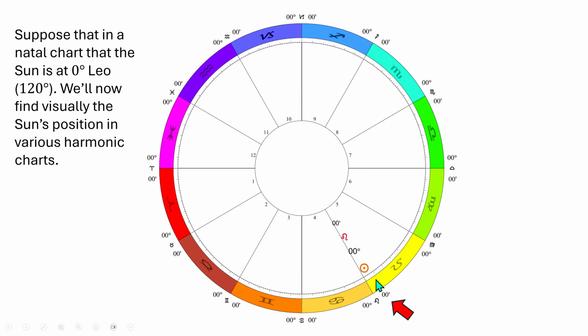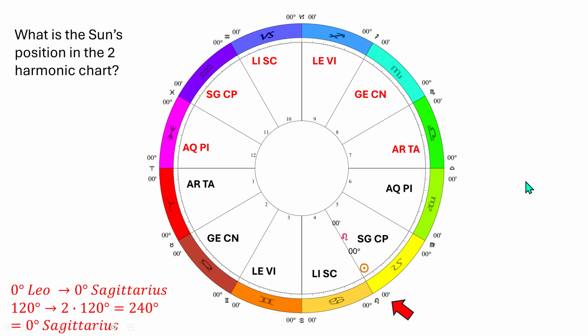Okay. Now, suppose in our natal chart we have the sun at 0 degrees of Leo, 0 minutes. What we want to know is what will the sun's position be in each of these different harmonics? Well, if I do the 2 harmonic, you can just read it off from what I have here. In the 2 harmonic, Leo gets divided into these 2 signs. The first half is Sagittarius, the second half corresponds to Capricorn in the 2 harmonic. So 0 degrees Leo will be 0 degrees Sagittarius in the 2 harmonic.